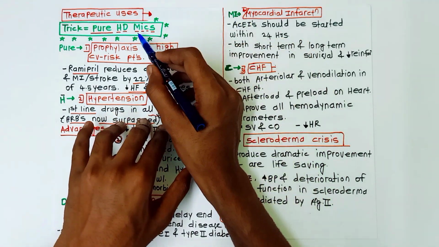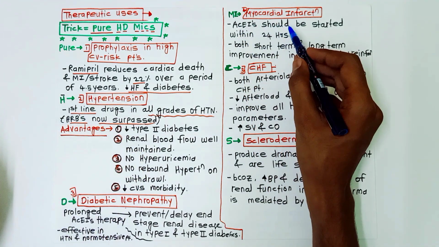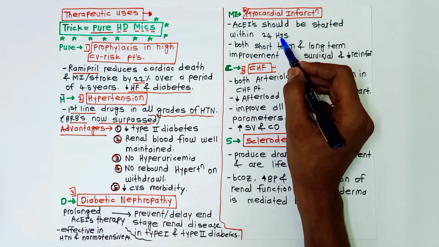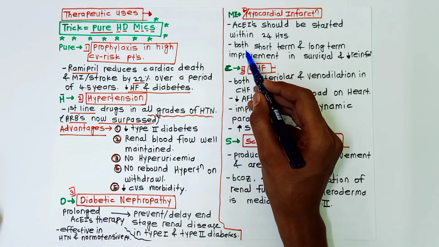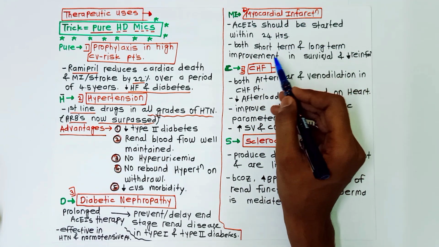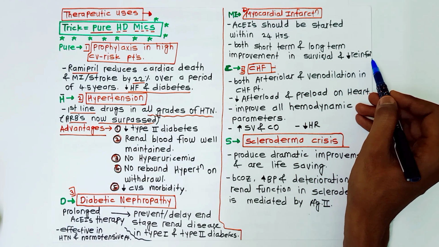Next is MI. This MI is for myocardial infarction. ACE inhibitors should be started within 24 hours in this condition, myocardial infarction. They have both short-term and long-term improvement in survival, and they also decrease reinfarction rate.